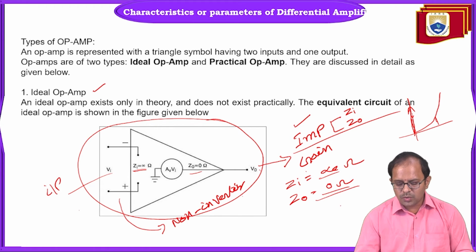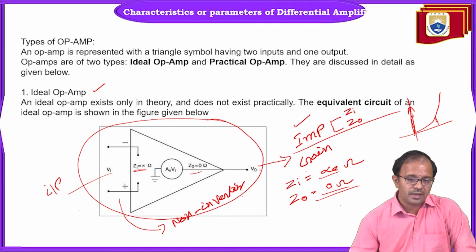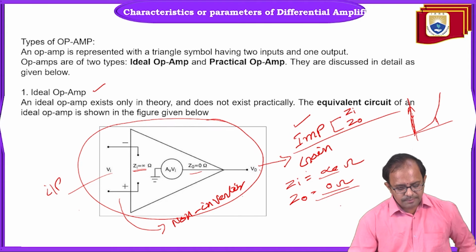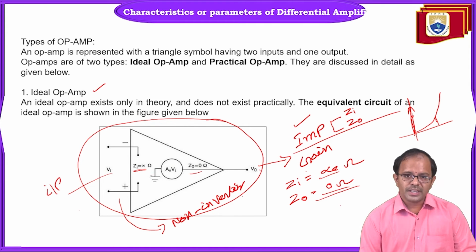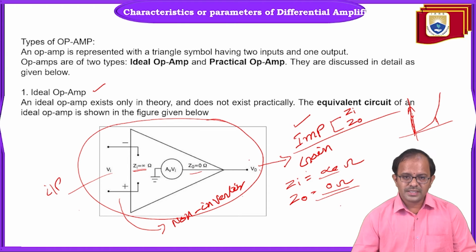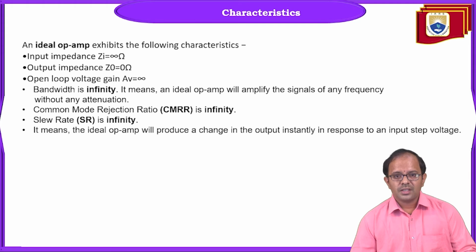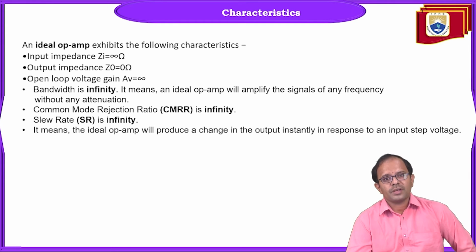So these are the two important characteristics of the ideal operational amplifier. What are they? The input impedance should be infinite and the output impedance is supposed to be 0. So this is the ideal case. And here we are going to list further the characteristics of this ideal operational amplifier. What are they?